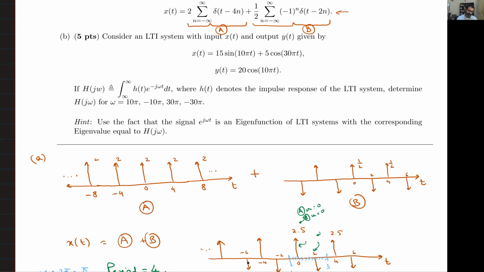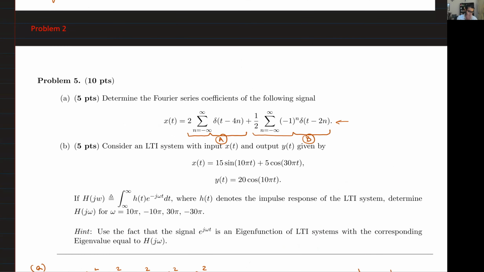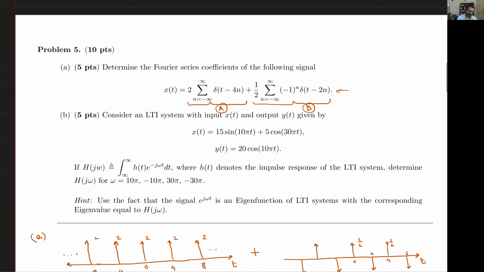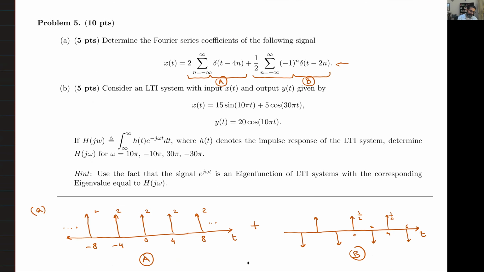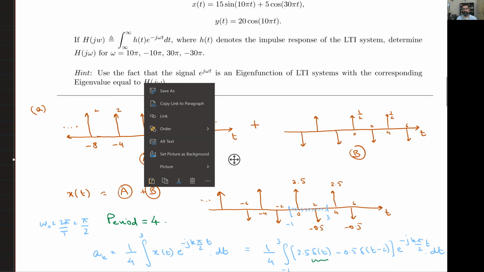Okay, confusion now. Then there was this problem B, part B, right? Consider the LTI system with input x of t and output y of t given by, so this is the input, this is the output, right? And I know some things about H of j omega. So this is something I forgot, right? Mehreen asked, how do you determine the limits? Right, so in this case, I determined the limits from -1 to 3, right?